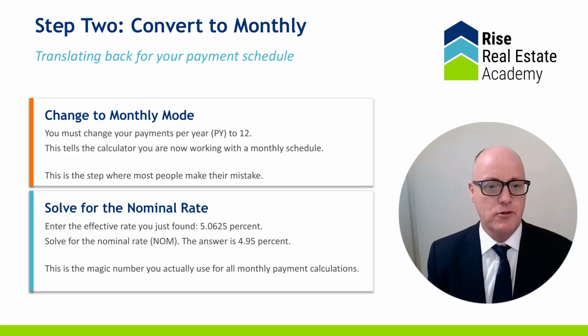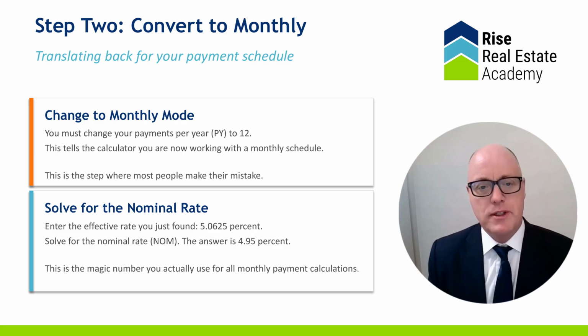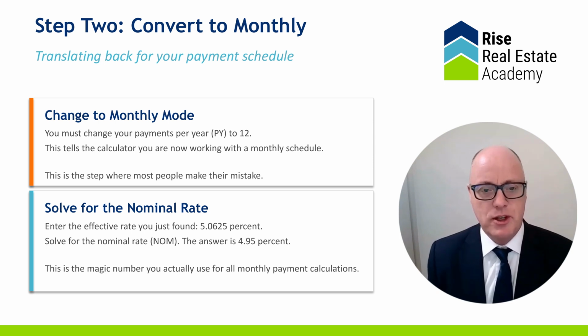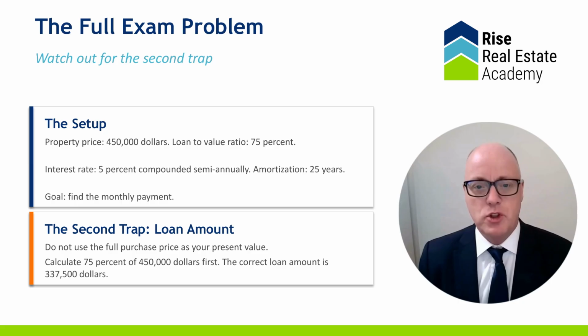As instructor Neil Fawcett always says, this is your big clue. If you see the words annual interest rate compounded semi-annually and a question about a monthly payment all in the same problem, this two-step conversion is the very first thing you do. No exceptions. Let us apply everything to a real RECA exam style problem.